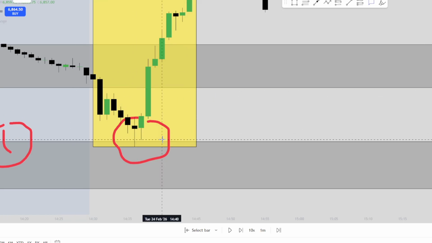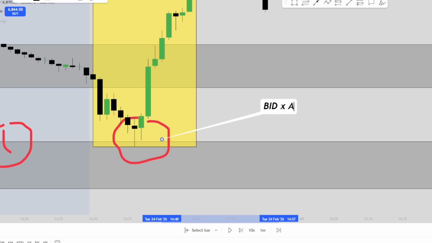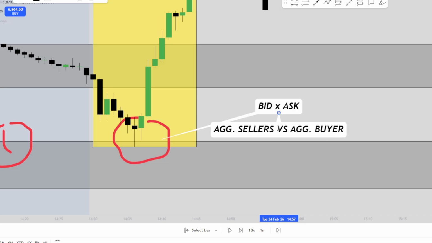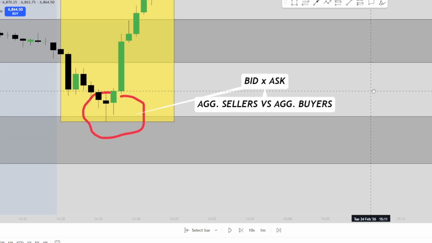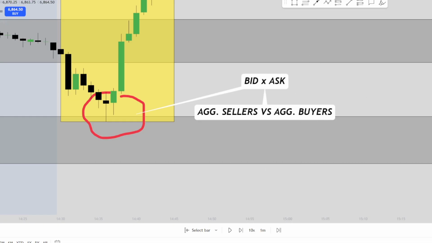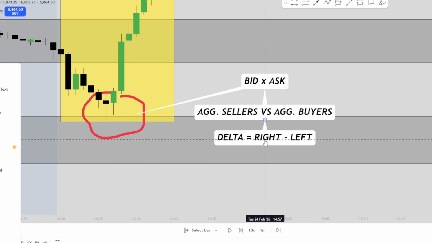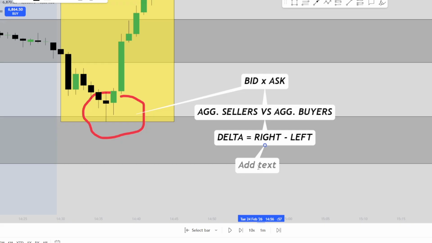When it comes to understanding footprint charts, we have the bid and we have the ask. These are the only two numbers you need to understand. Here, the bid is actually aggressive sellers versus aggressive buyers. This is what you're looking at with footprint charts. The footprint chart will give you something called the delta. The delta is just the right number minus the left number. More specifically, what we see here is a negative delta, a red delta.